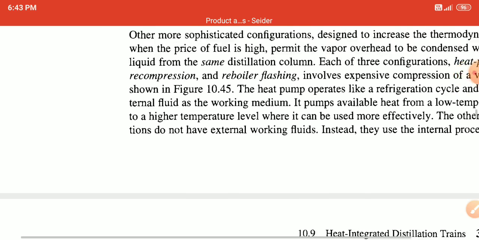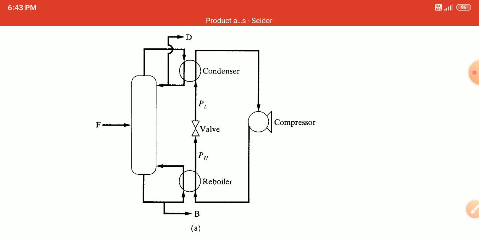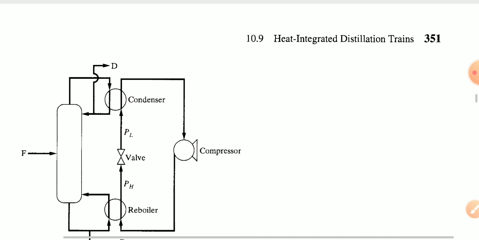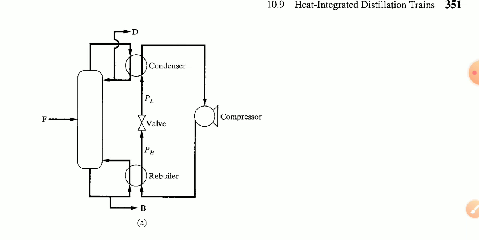The first figure is vapor recompression. Simply, this has a condenser, compressor, valve and a reboiler. F is the inlet, PL valve, PH reboiler and the compressor. Okay, simply this is the vapor recompression, the heat integrated distillation train.